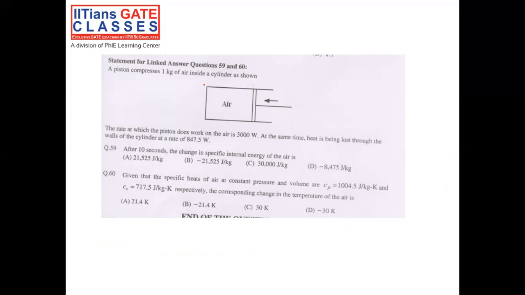Next question. A piston compresses 1 kg of air inside a cylinder, as shown in the picture, and the rate at which the piston does work on the air is 3000 watt. At the same time, heat is being lost through the walls of the cylinder at a rate of 847.5 watt. After 10 seconds, the change in specific internal energy of the air is which of the following? This is a linked question, the statements are linked for both the questions. Another question is, given the specific heats of air at constant pressure and volume, Cp and Cv, the corresponding change in temperature of the air is which of the following?